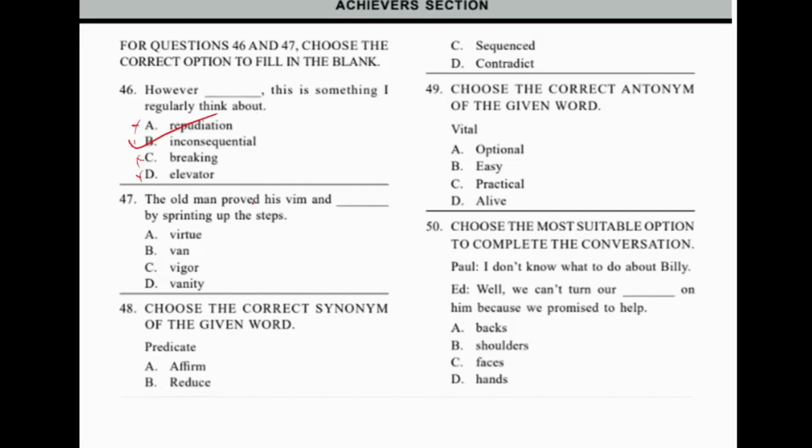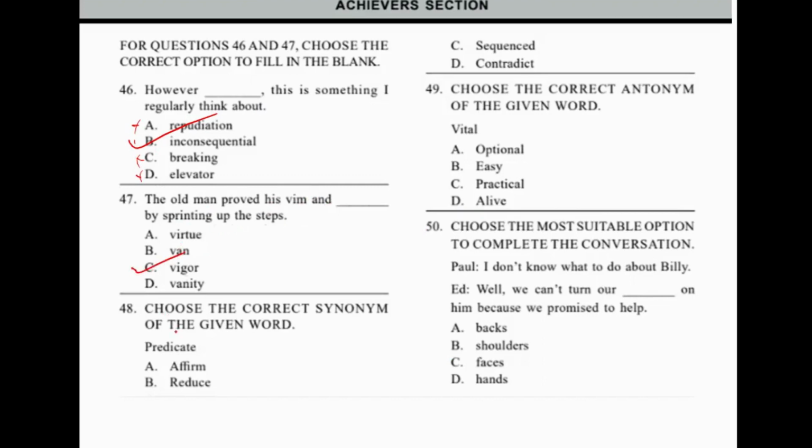Okay. Now the old man proved his vim and dash. So this is a kind of idiom. Vim and what is the correct word that we use with this? It is vigor. Vim and vigor means energy and enthusiasm. Okay. So it is option C. The old man proved his vim and vigor by sprinting up the steps.